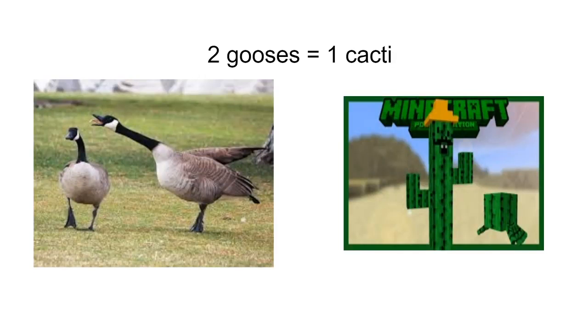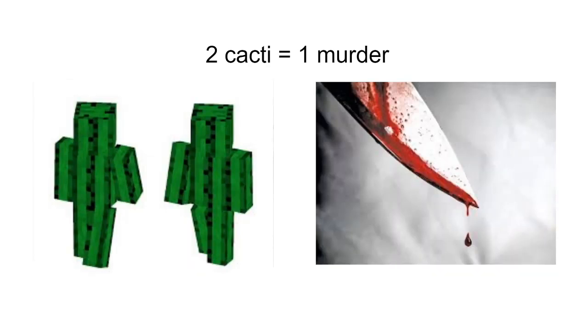And here's where it gets really interesting. Two gooses equals one cacti. Now, a lot of people thought cacti is the plural of cactus, and to that I say, I mean, sure, it's also that, but like, I haven't gotten that far yet. Okay, two cacti equals one murder, and I know what you're thinking.